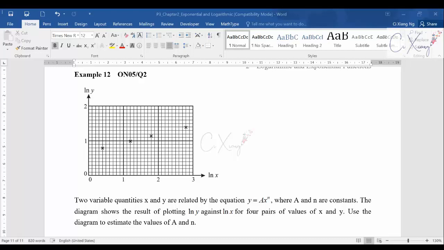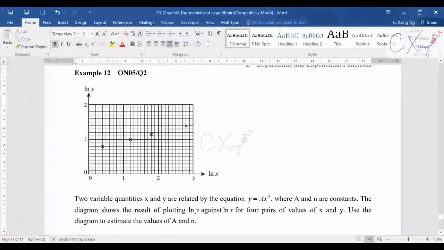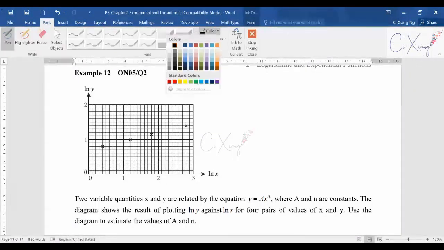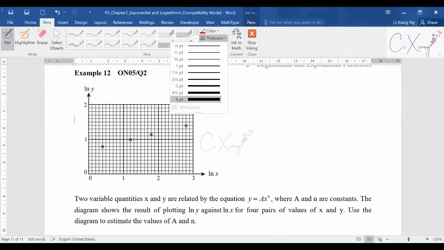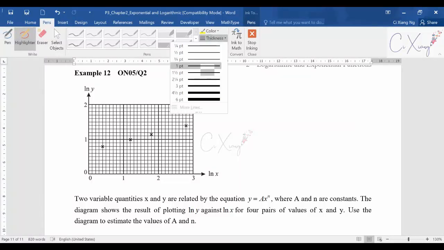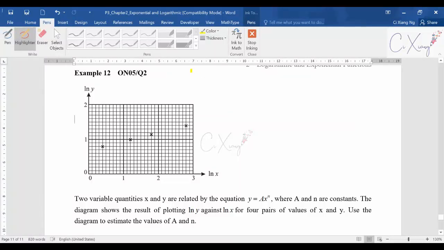So like example 12, as you can see in the shared screen here. Okay, so you will see that they straight away give you a graph with some points plotted, and I think they want you to estimate the value of certain unknowns for the original equation. So you can read the question first before we start.